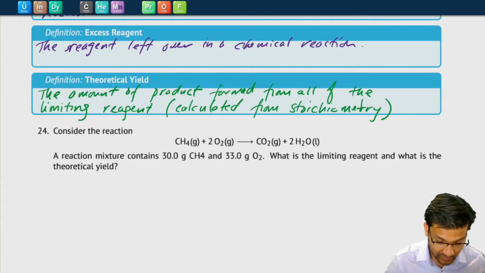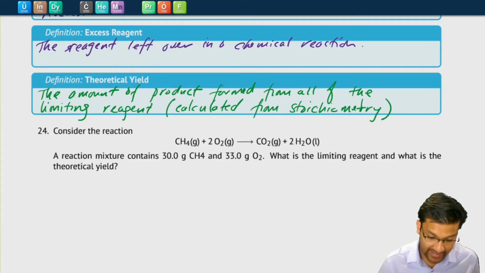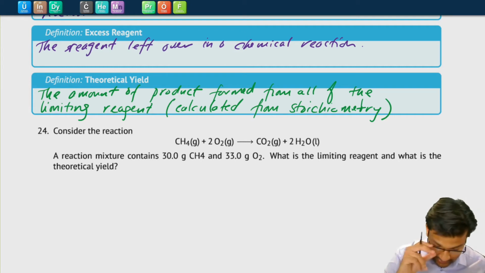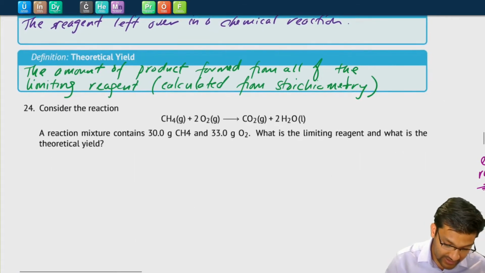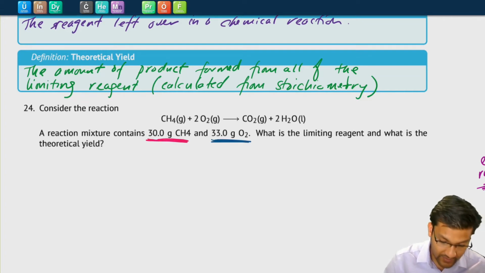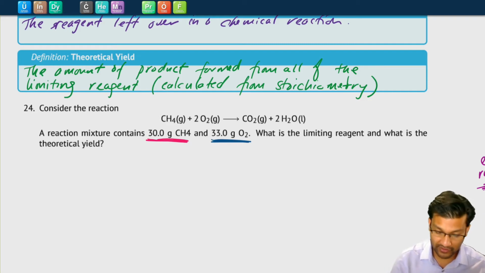We have a reaction between methane and oxygen to form carbon dioxide and water. This is a typical combustion of methane. In this reaction, let's say we've mixed 30.0 grams of methane and 33 grams of oxygen. Which one is the limiting reagent between your methane and your oxygen? Which one gets used up first? And based off of that, what is your theoretical yield?